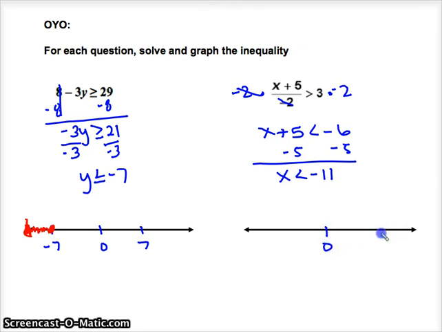Our last graph, put my 0, put my 11, put my -11. I have a less than sign only, so that's an open dot, and I'll be shading all values less than -11.